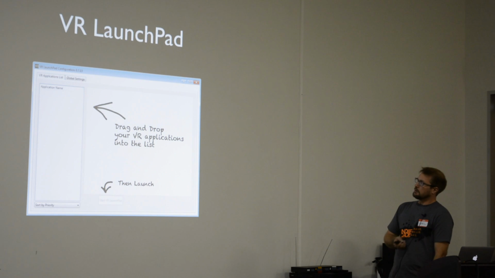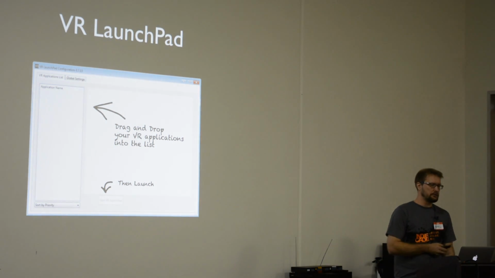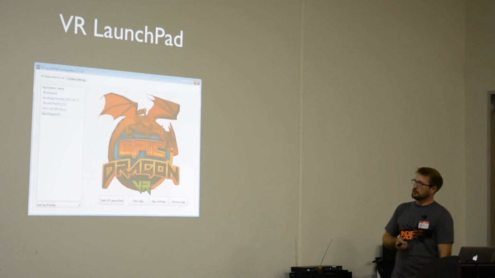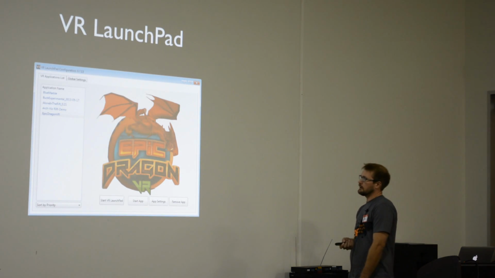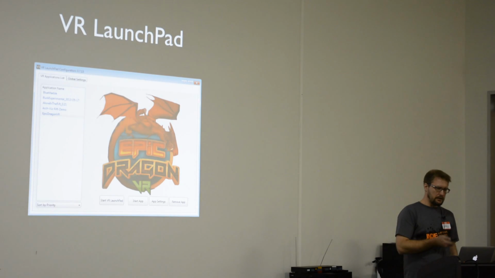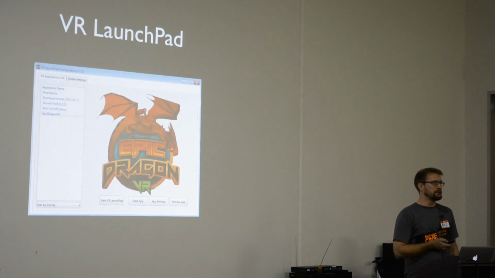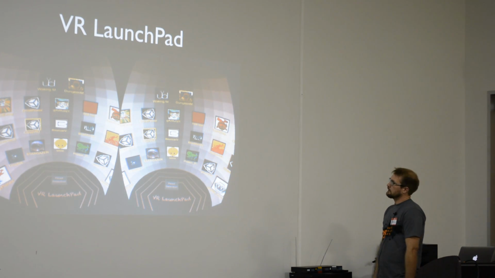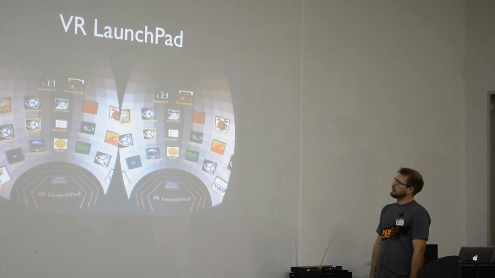and in this configuration window, you drag and drop all your installed apps into that list. And in most cases, that's all you need to do. It will pull the image out of the icon. Most apps now have a pretty high resolution icon. And for most cases, that's all you need to do. And now you can launch. And now that gives you a nice 3D interface to all of your installed VR applications.